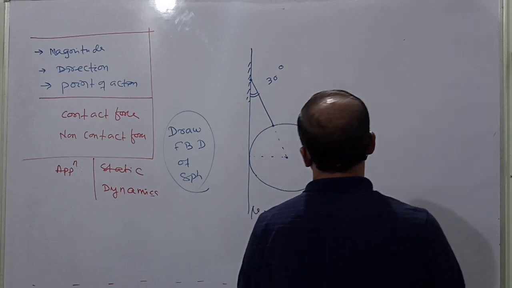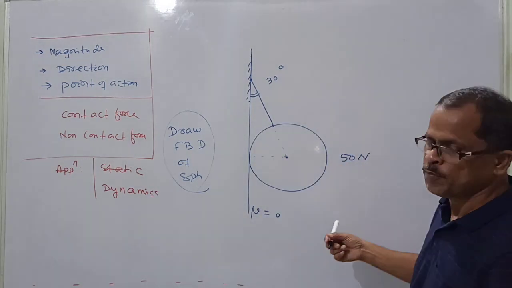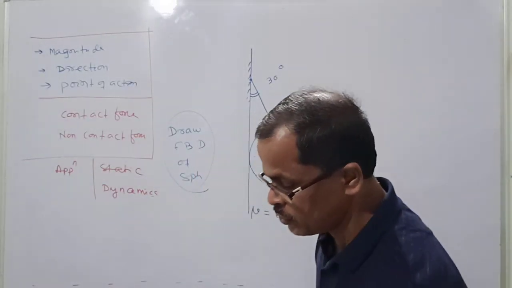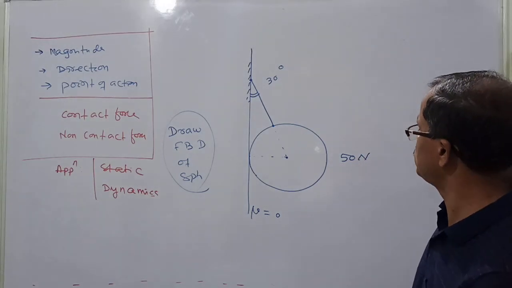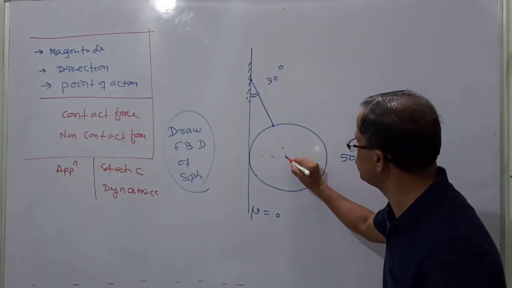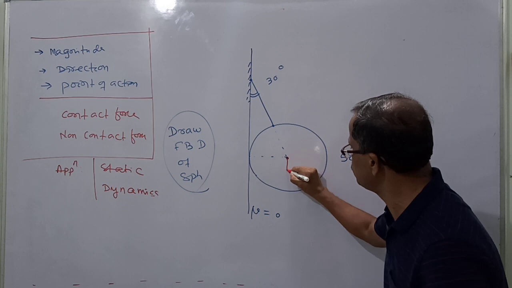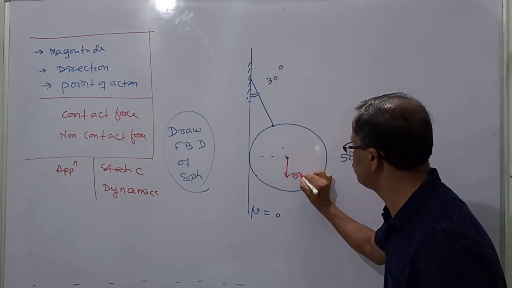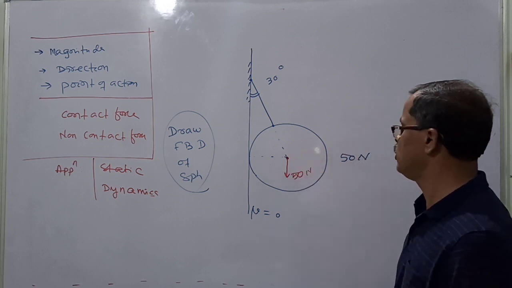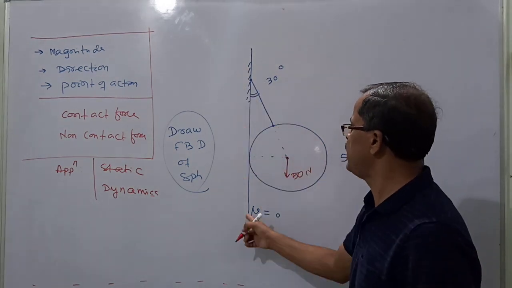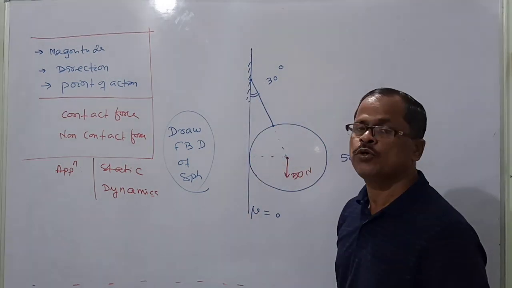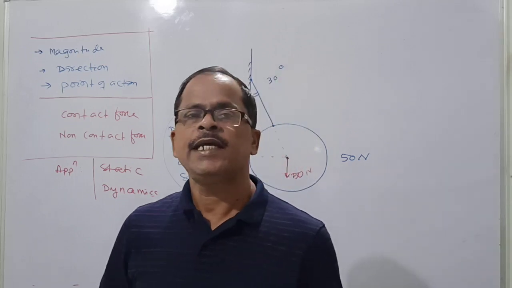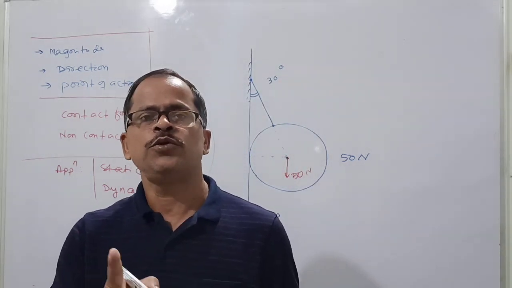Look, this is the sphere. First, I will find out what the forces are. The 50 Newton weight is passing through the center of mass of the sphere. So at the sphere center, there is the 50 Newton. The wall on the left side will give a reaction. Since there is no friction, the reaction is always normal.